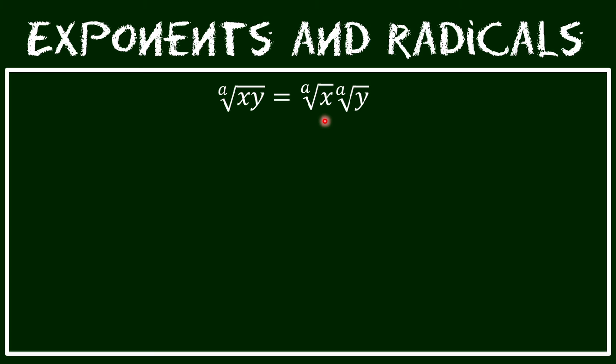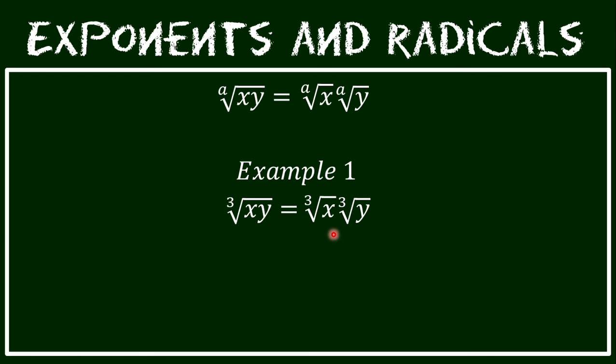So next is in this kind of form, so it is somehow also distributive. So the a-th root of x times y is the a-th root of x times the a-th root of y. For example number 1, just like this, so the 3 and then the radical sign will be distributed.